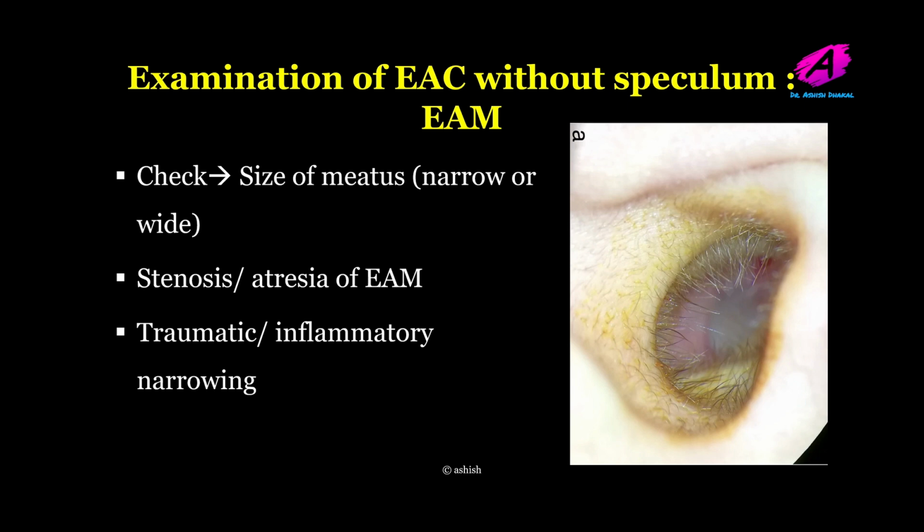So examination without speculum, you have to examine first the external auditory meatus. So this is the opening of the external auditory canal. So check for the size of the meatus, whether it is narrow or whether it is wide. Narrow in cases of recurrent otitis externa, which causes decrease in size of the meatus, or due to any trauma or infective condition which may cause stenosis of the meatus. Wide meatus generally in post-operative cases of MRM.